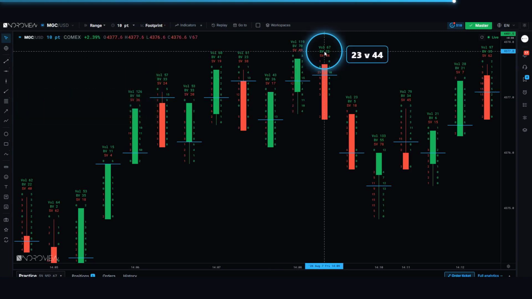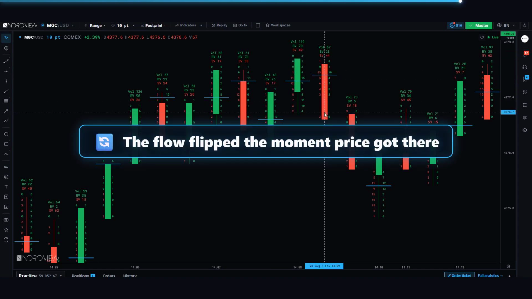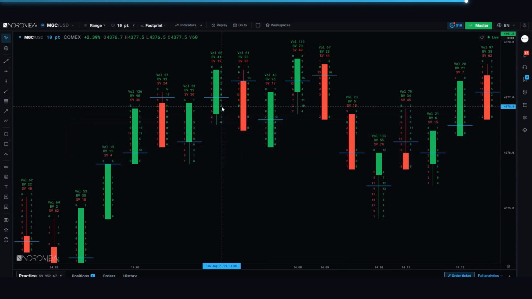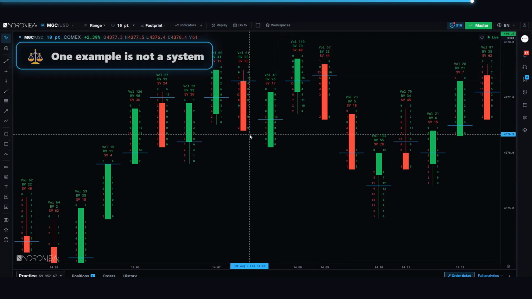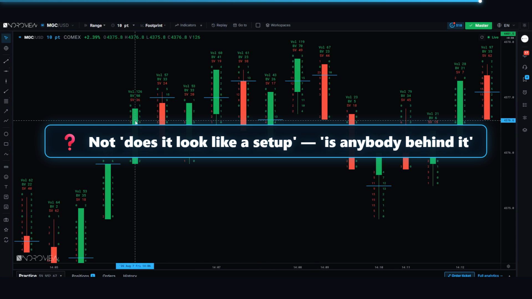And then watch the very next candle. 23 buying against 44 selling. The flow flipped the moment price got there and the move was finished. Same chart, same trend, the same buy signal, two completely different books underneath. And you could never have seen that in the candle because it is not in the open, high, low, or close. Now, one example is not a system, and I'm not promising you anything here. But that is the question order flow lets you ask before you click the button. Not whether it looks like a setup, but whether there is actually anybody behind it.